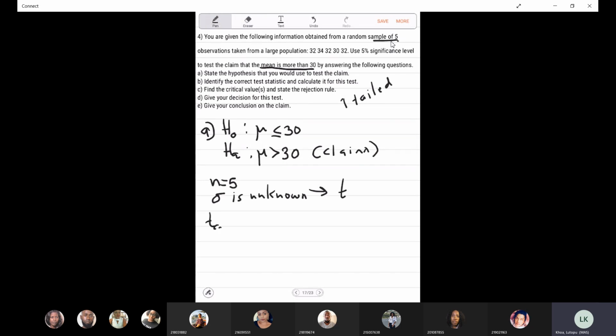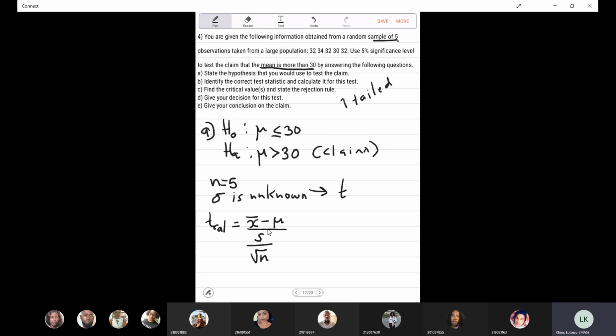So the T that we calculate, we still use the same formula, x bar minus mu over, this time instead of sigma, we will say S over the square root of n. So right now the only thing we know is n and mu. We need to calculate x bar and S. So here there's only 5 values. It's not very difficult to work out the mean or the standard deviation.